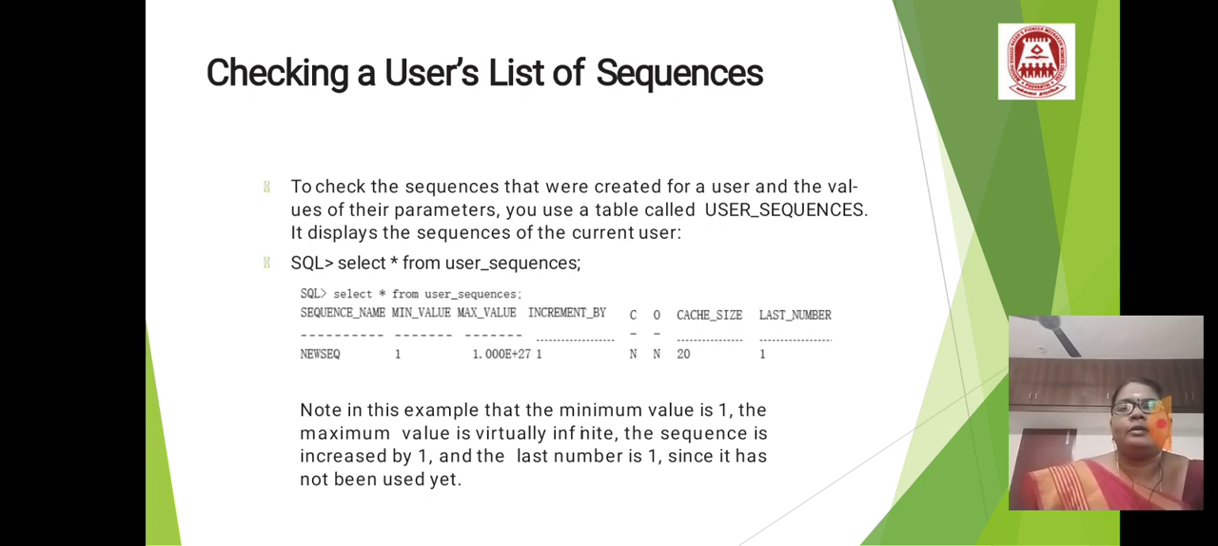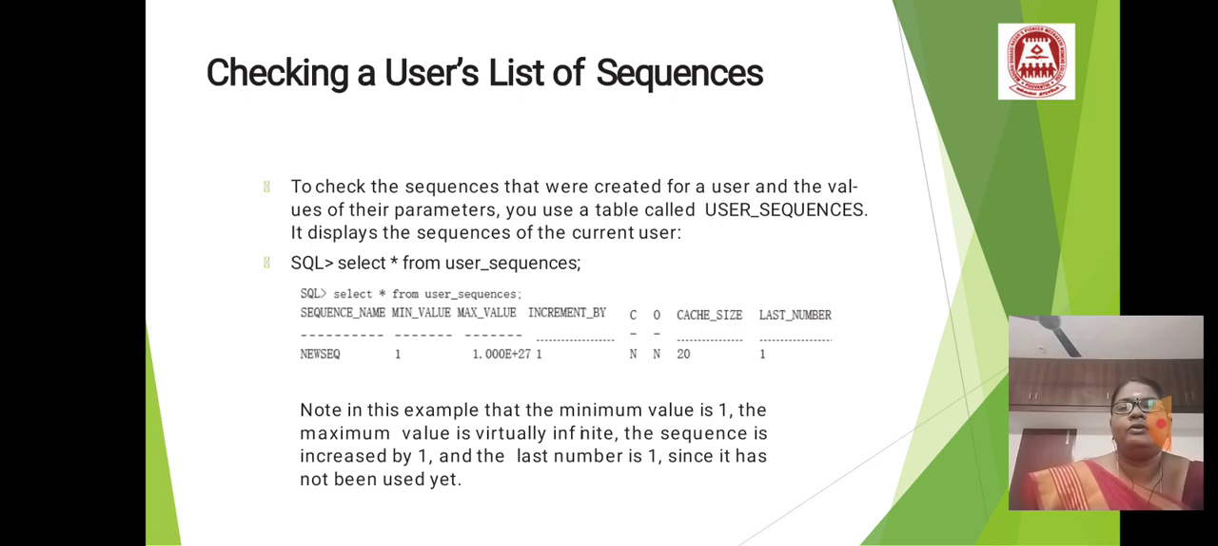So suppose I am the user logged in to my account with the help of the login credentials, I can just use select star from user_sequences. It will list the sequences created in my account. It may have been created by myself or by someone using my account, but it lists the entire sequences available within the schema. So here I have only one sequence, that is new sequence.